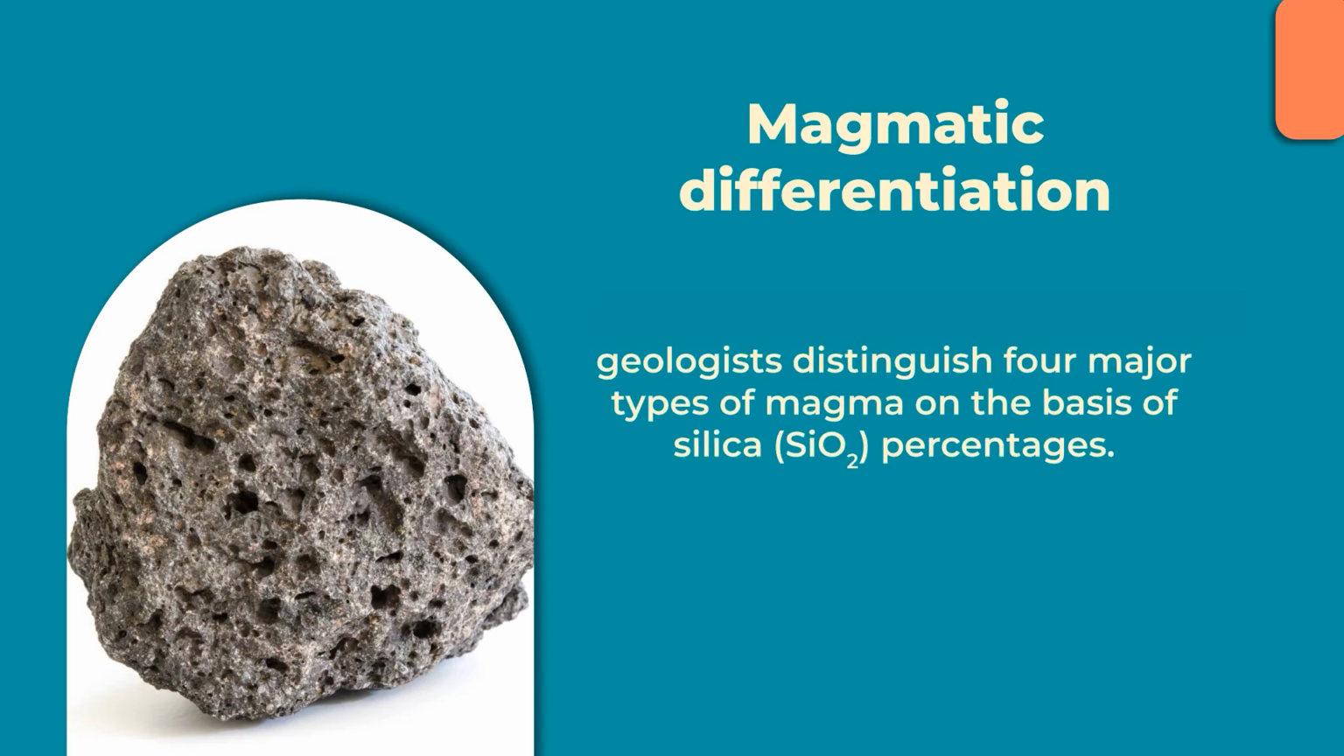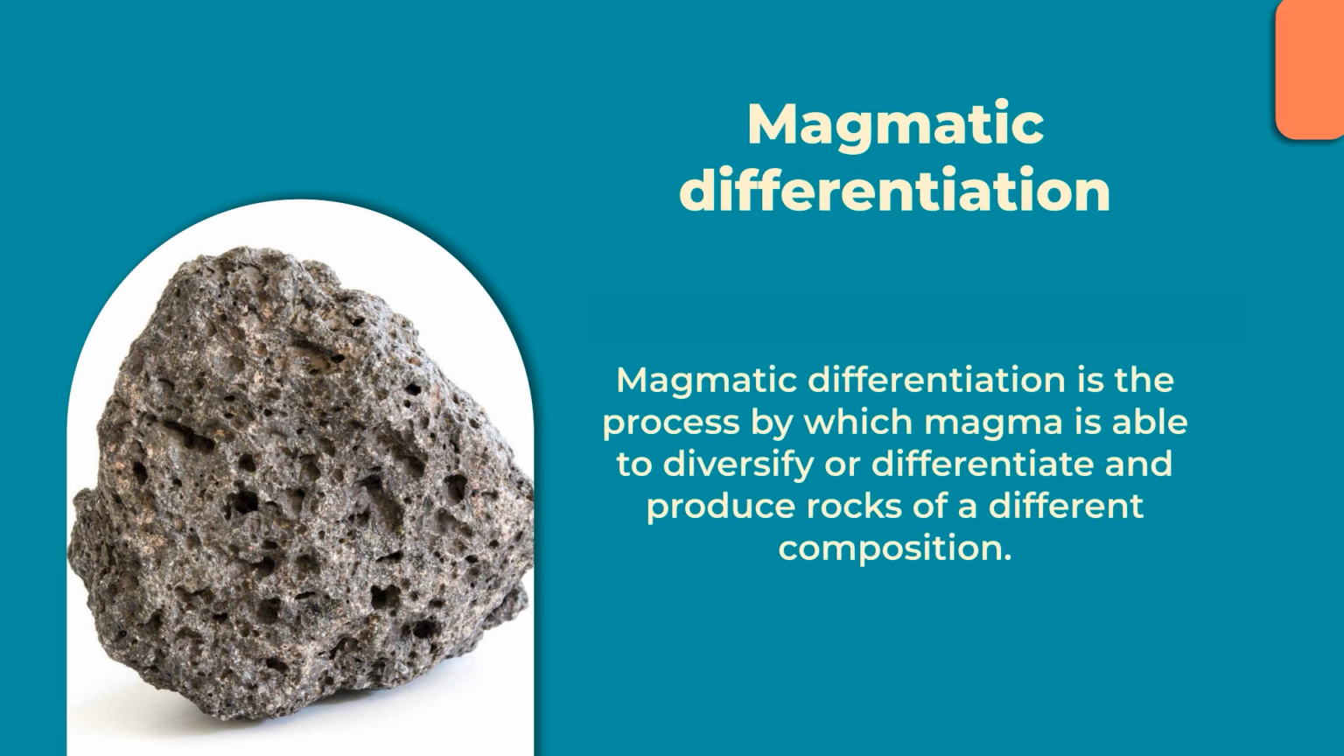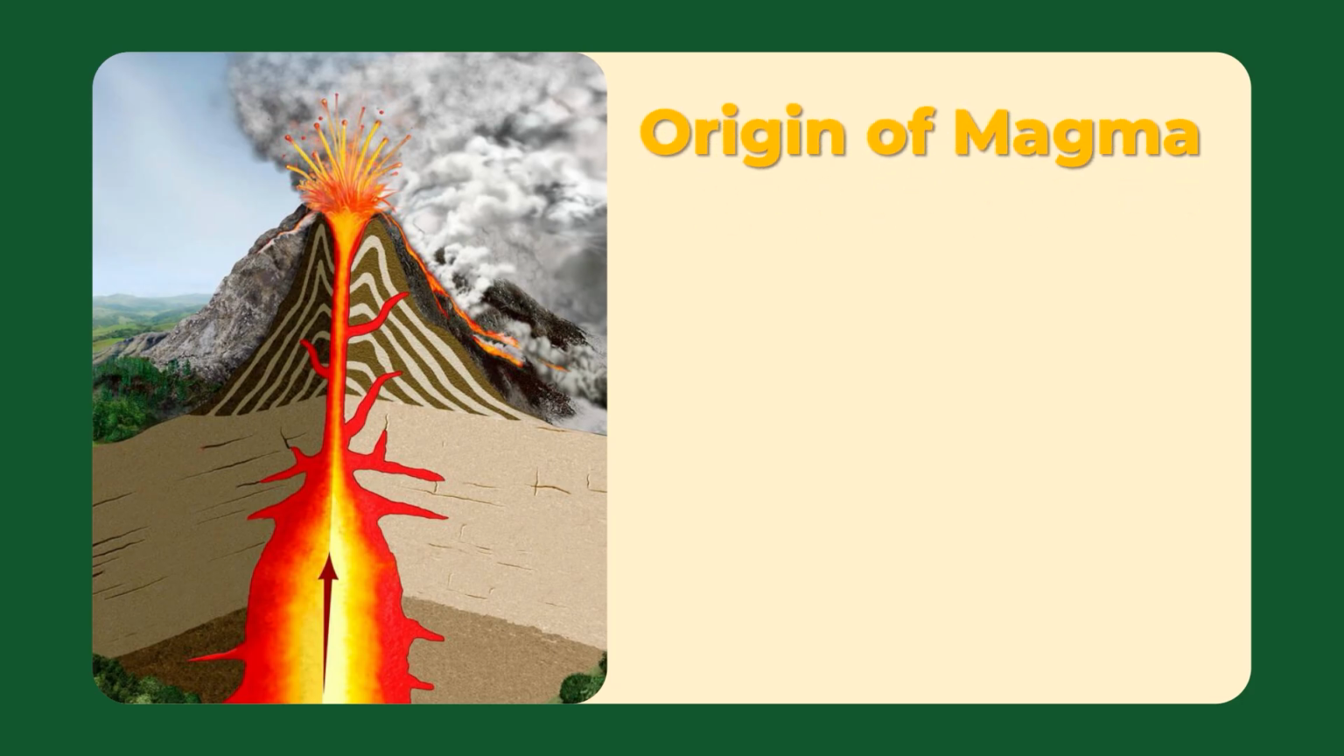In the earlier slide we discussed that geologists distinguish 4 different types of magma on the basis of silica, that is SiO2 percentage, and different types of rocks are formed due to differentiation of magma. Now, let us define magmatic differentiation. Magmatic differentiation is the process by which magma is able to diversify and produce different rocks of different composition. Let us discuss the origin of magma.